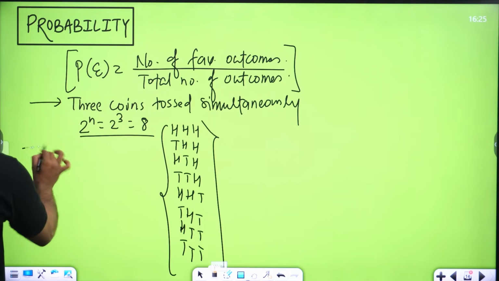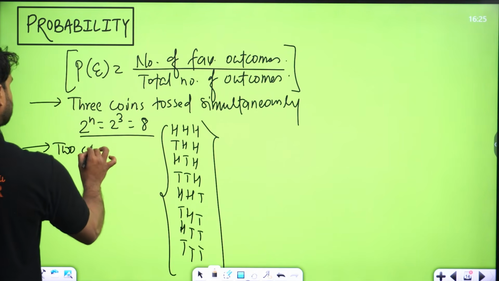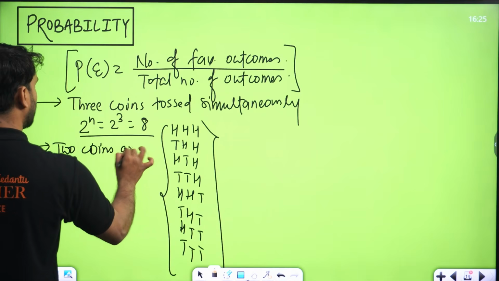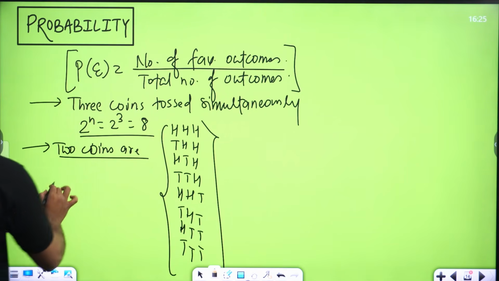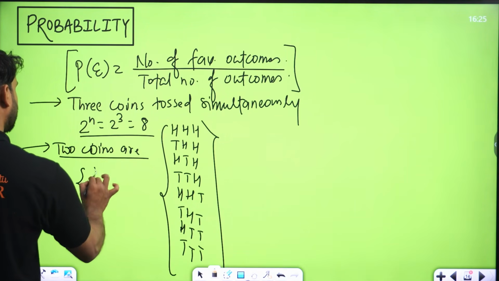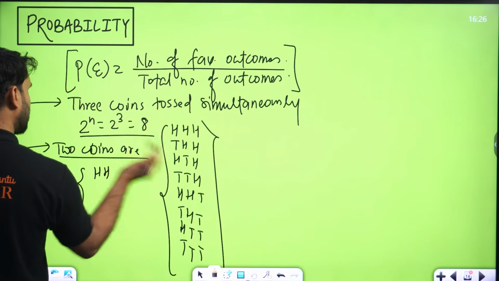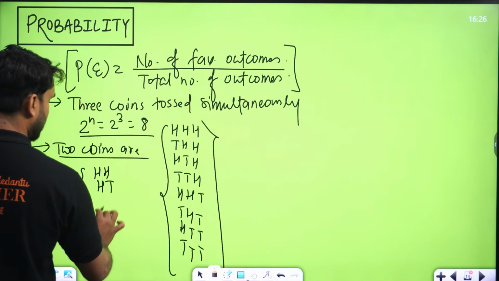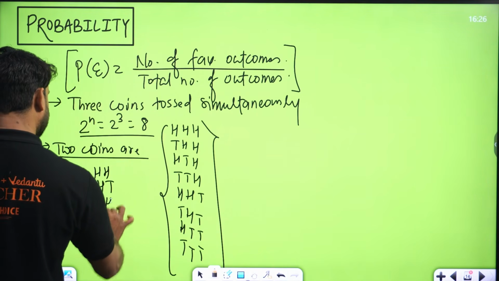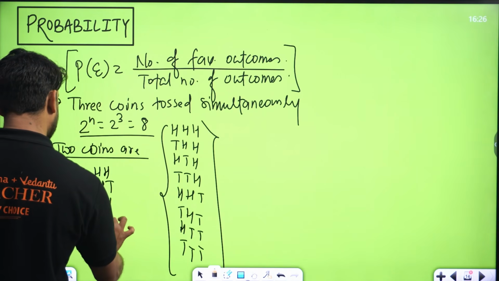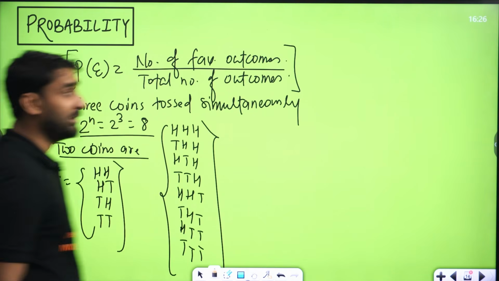Okay, now when 2 coins are tossed simultaneously, how many possibilities are there? Head, head can be there, both coins can show head. First can be head, second can be tail; first can be tail, second can be head; and first can be tail and second can be tail. So these are the possibilities.